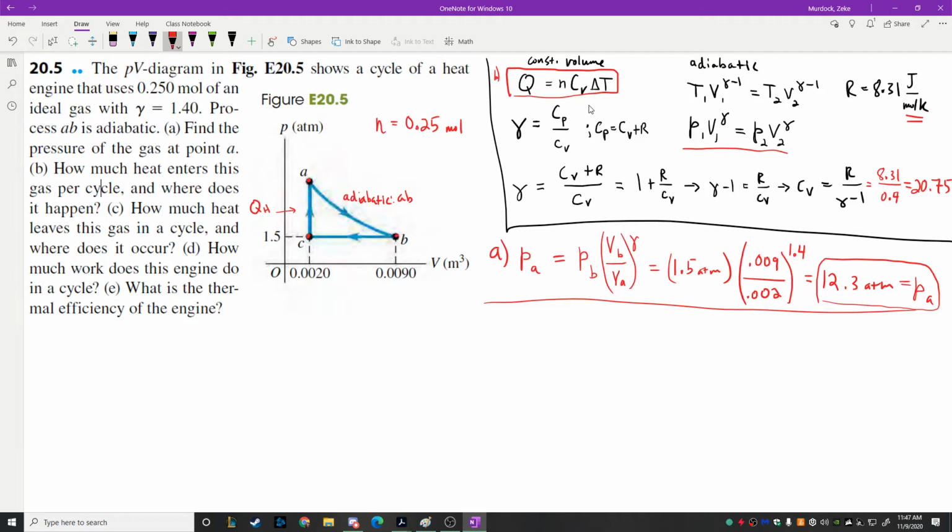So that means we need to find out what the temperature at C is, and we also need to find out what the temperature at A is. Let's do the temperature at C first. So for this, we're going to use the ideal gas law.